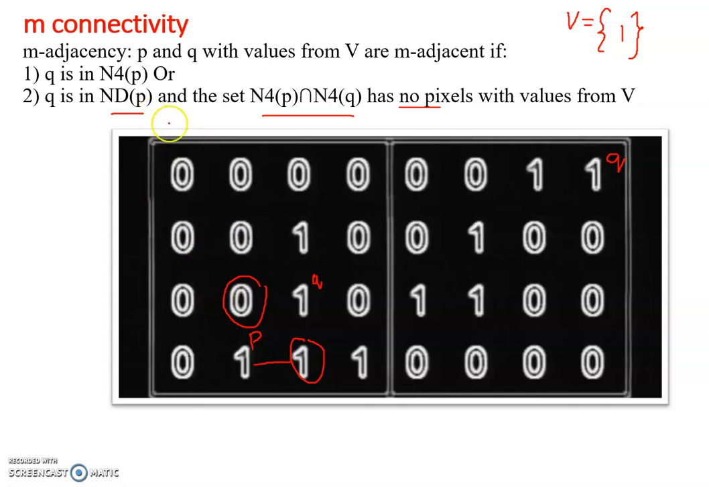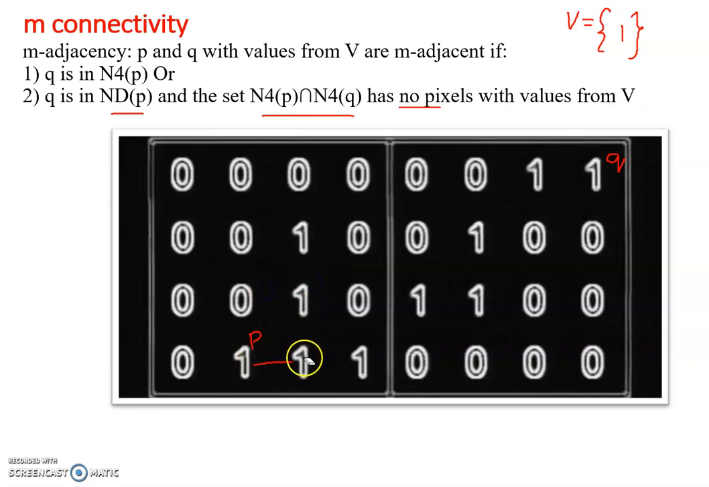So in order to do the diagonal connection, you have to check this condition as well. That is, for the diagonal connection, I have to check the N4 of P intersection N4 of Q, find out which are the intersection pixels, and check that it is not having any value from the set V. Here the intersection is having a value from V, that is, it is having the value 1. So this connection is not possible.